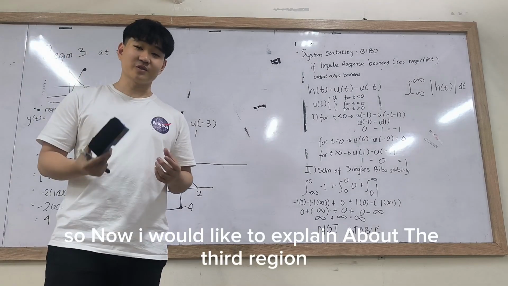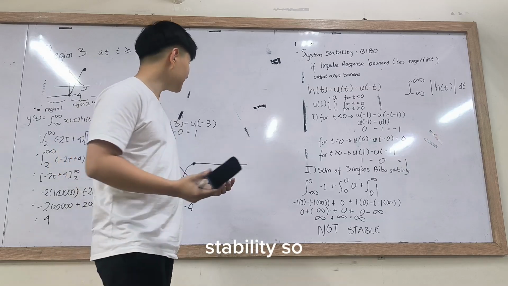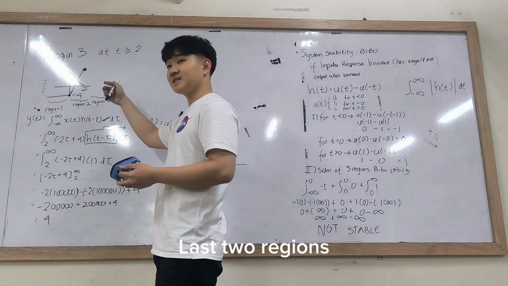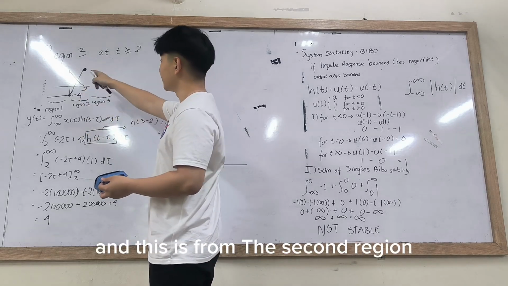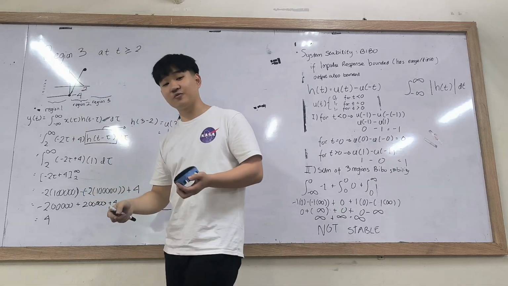So now I would like to explain the third region and BIBO stability. This is from the first region and this is from the second region. We are able to draw this graph apart, but we don't know what the third region will look like.